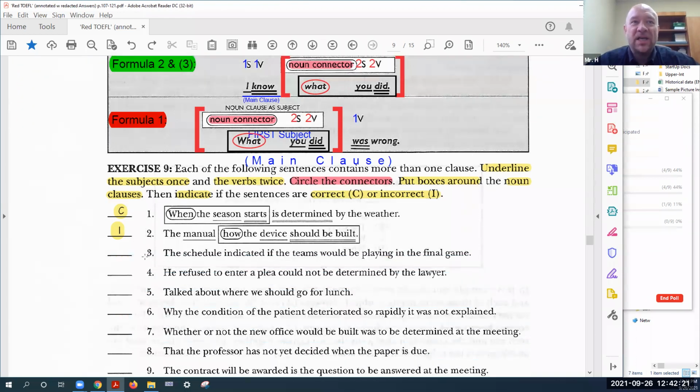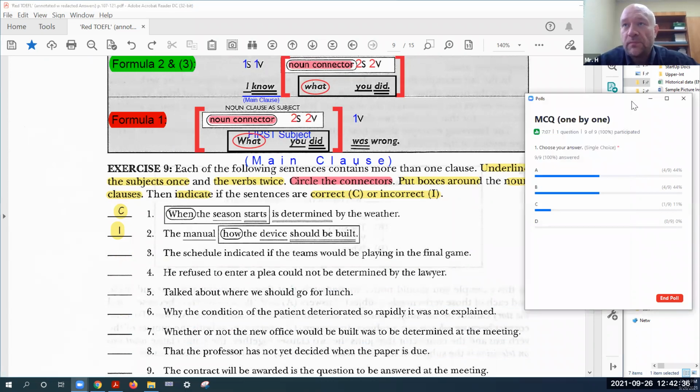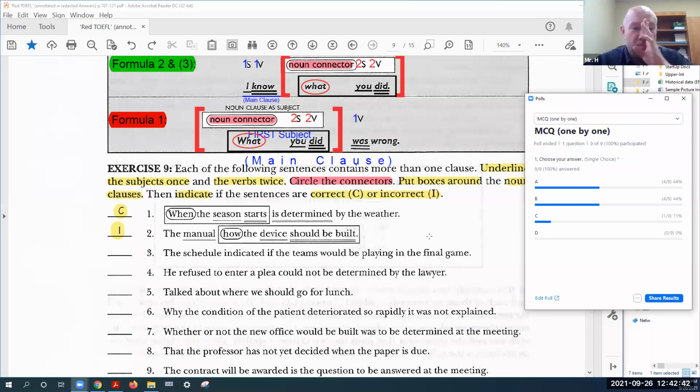All right, let's take a look at exercise 9. All right, we've got subjects once, verbs twice. Circle the connectors, put boxes around the noun clauses, and indicate if the sentences are correct or incorrect. Okay. Let's do these one by one. So number 1, Ali, can you explain it?